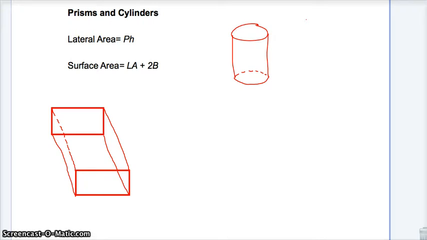By now you should have already written down the formulas on your formula sheet, and now it's time to try a couple examples. But first, let's make sure we define our variables. For lateral area, the P represents the perimeter, and the H represents the height. For our surface area, we remember that the LA is lateral area, and the B equals the area of the base.